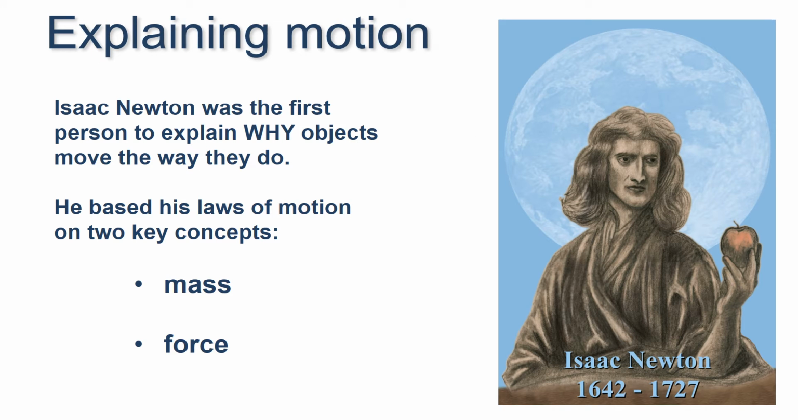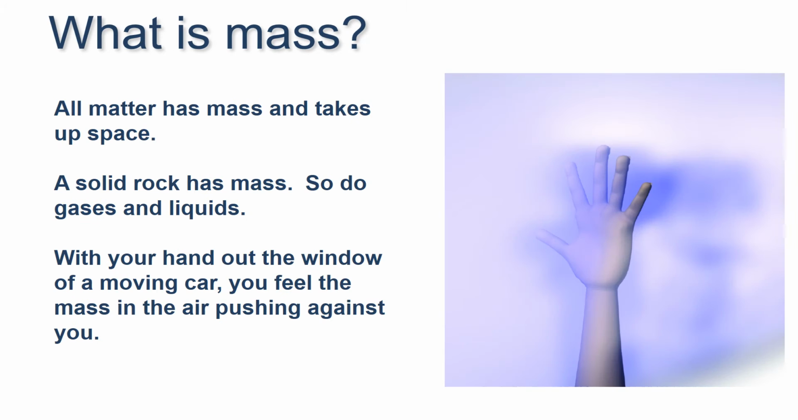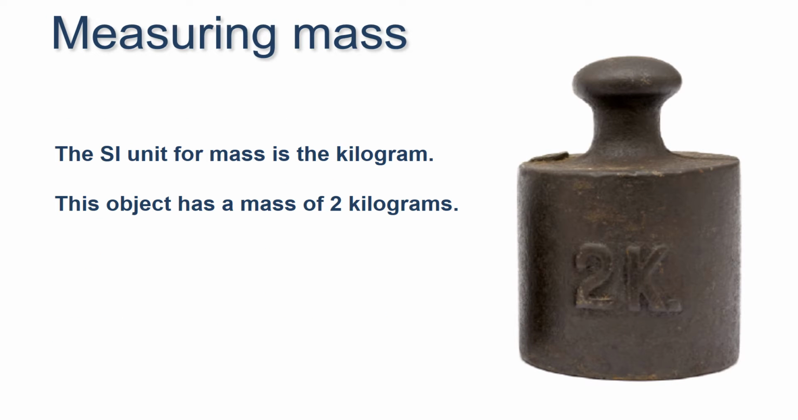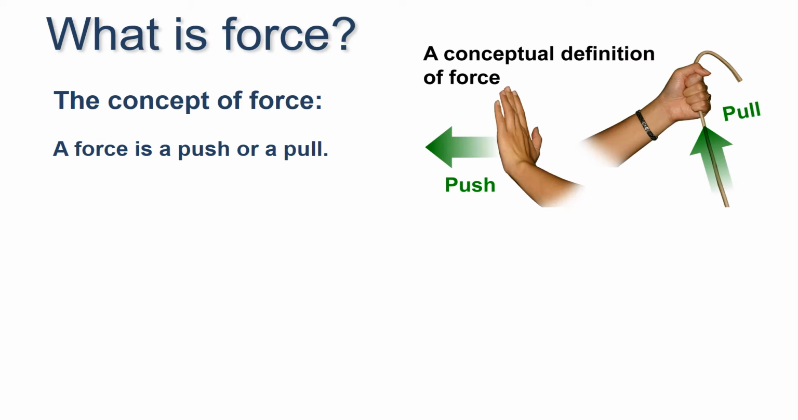Isaac Newton was the first person to explain why objects move the way they do, and he looked at two concepts, mass and force. All matter has mass and takes up space. Mass is the amount of matter it is. Everything has mass. A solid rock, gases, and liquids all have mass. The SI unit for mass is kilograms. So for example, we have this image of a 2 kilogram mass.